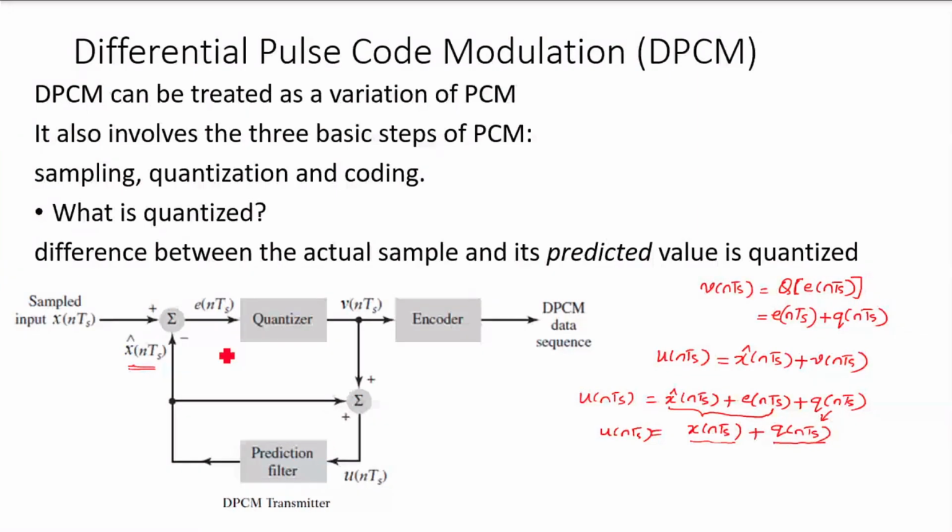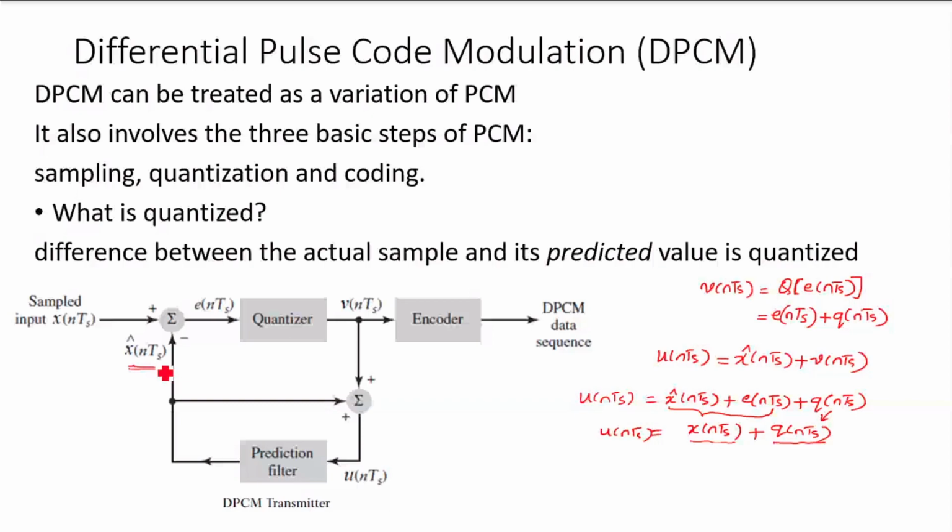If the prediction filter is very good, e of n into Ts is very, very small. Whether the prediction filter is good or not, it will still have e of n into Ts, which is the difference between x of n into Ts and x cap of n into Ts, and that will be a nominal value. Usually the prediction filter gives an approximately close value to x of n into Ts. After several samples we come to know what the next sample value will be, so the prediction filter can predict the future value of the next sample.